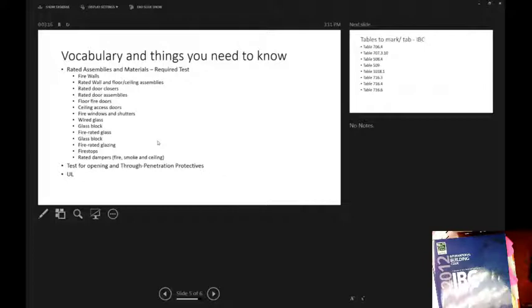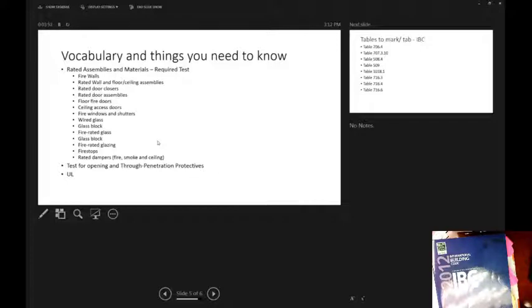Now, these are a whole list from firewalls, rated wall and floor ceiling assemblies, rated door closures. Now, when we talk about assemblies, that's all the components that make up a wall, or all the components that make up a floor. Floor fire doors, ceiling access doors, fire windows and shutters, wire glass, glass block, fire rated glazing, fire stops, rated dampers for fire, smoke, and ceiling. Know what tests you have to have for openings for through penetration protectives.